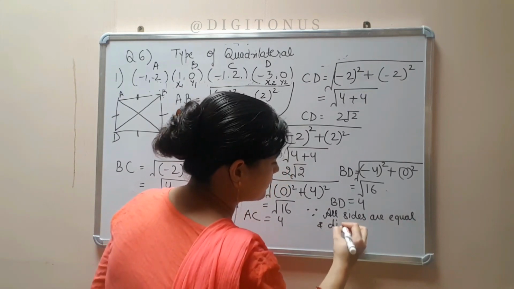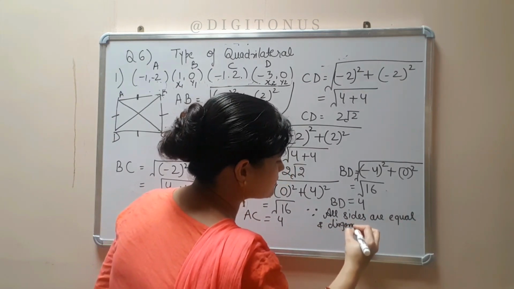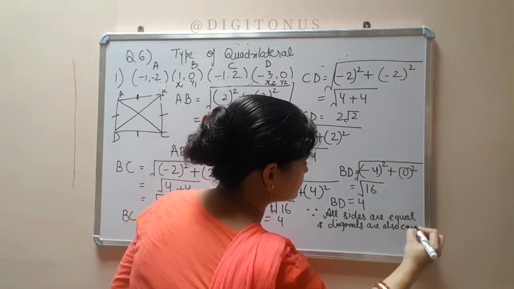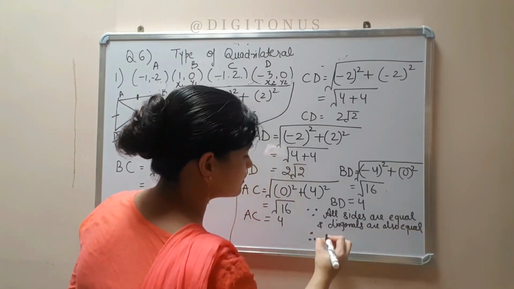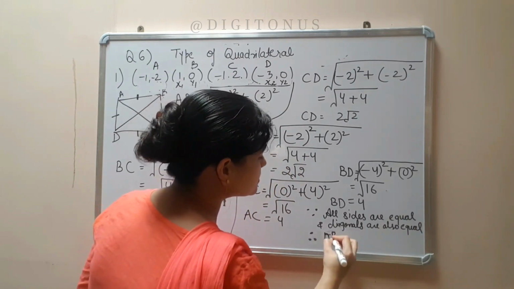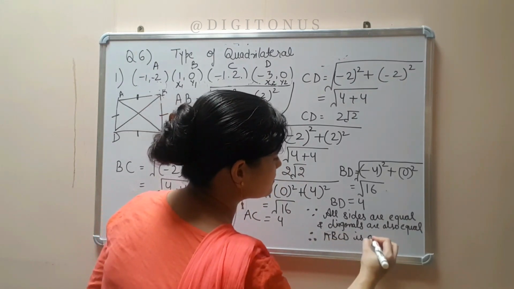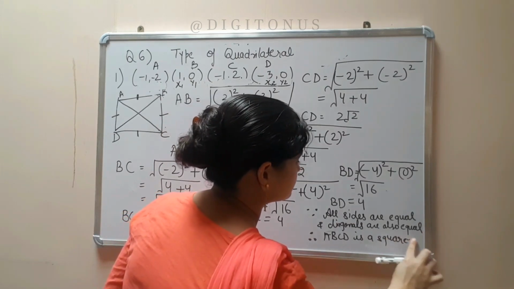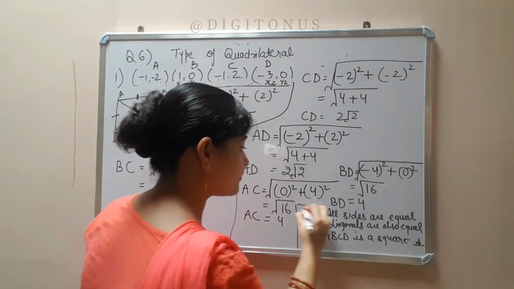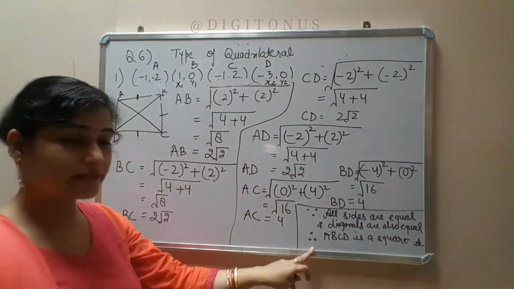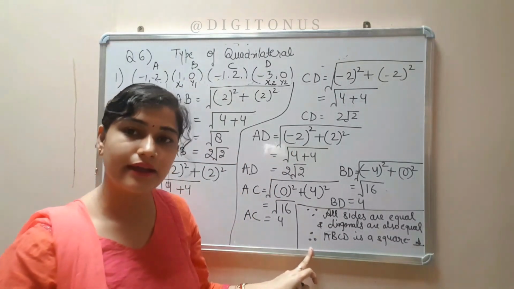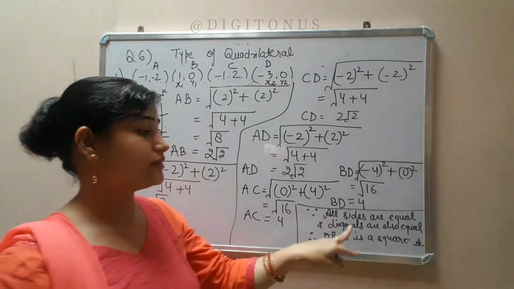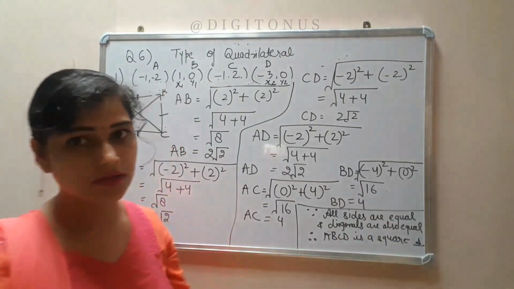and diagonals are also equal, therefore ABCD is a square. Answer. Okay. Like this we will highlight our answer, and like this we will write why this is a square, because all sides are equal and diagonals are also equal.